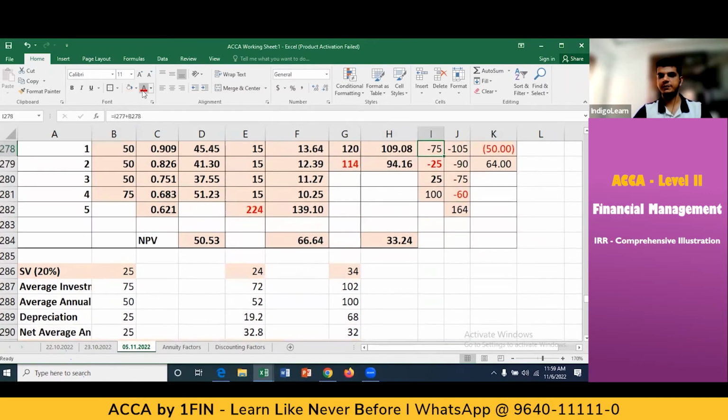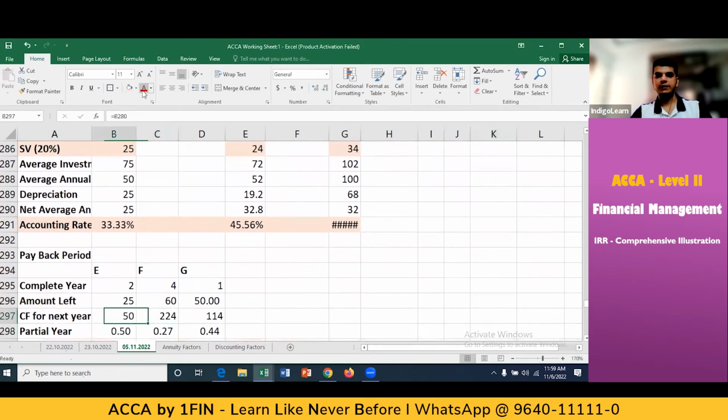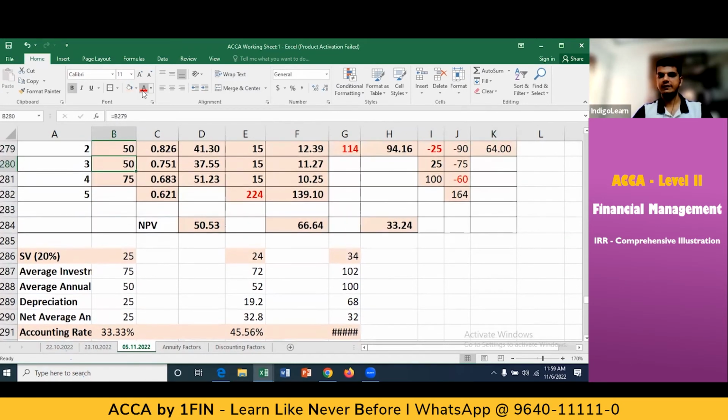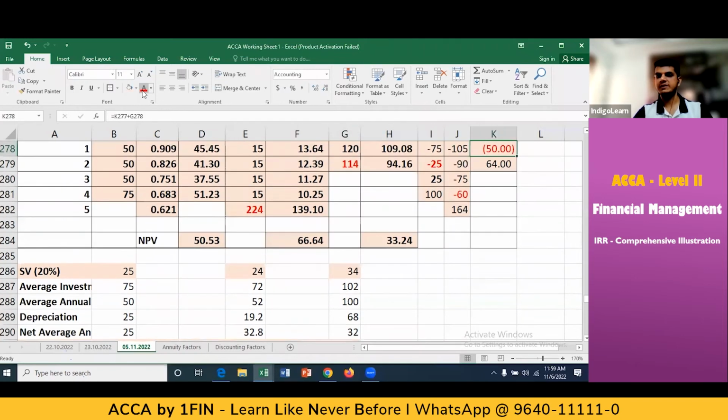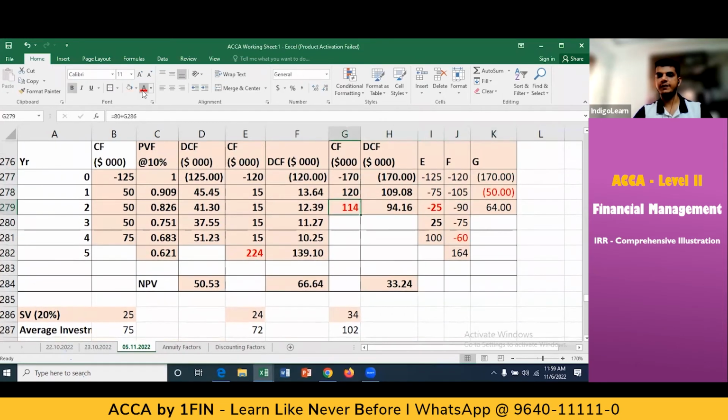We'll see for each project. Here it is 25 negative till we turn positive. Here it is 60, here it is 50. Okay. And what is the cash flow for the next year for project E? It is 50. That is the cash flow for the third year when it is going positive. Here for project F, it would be 224, and here for project G, it is 114.